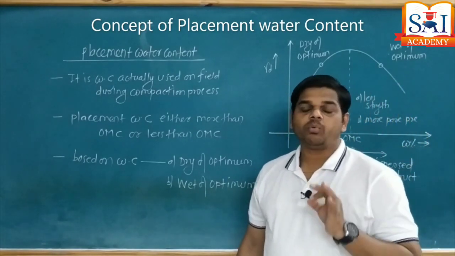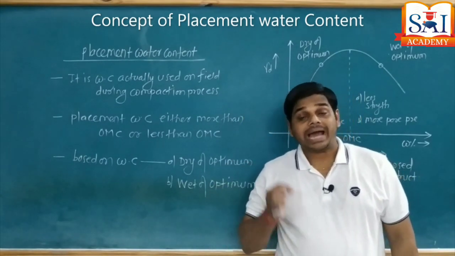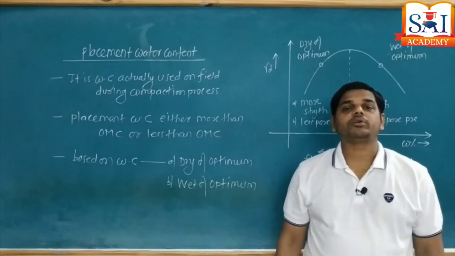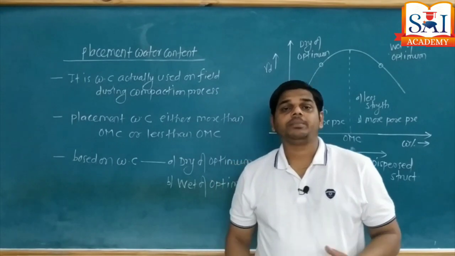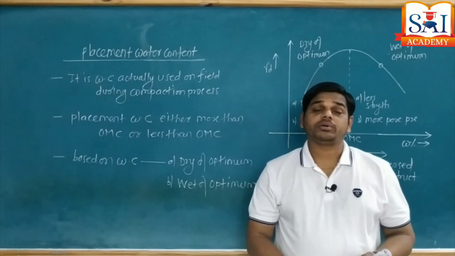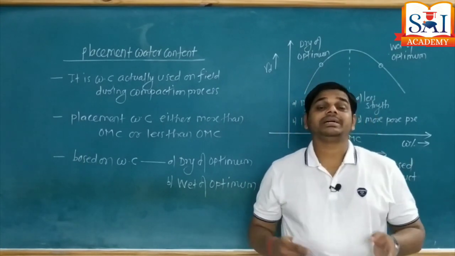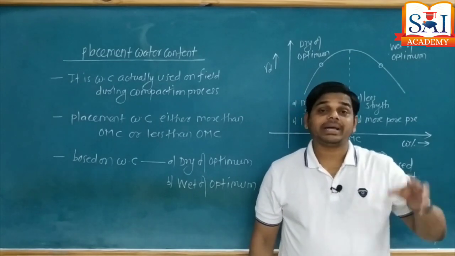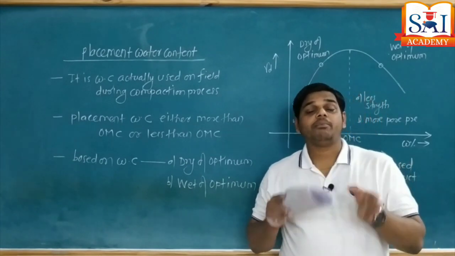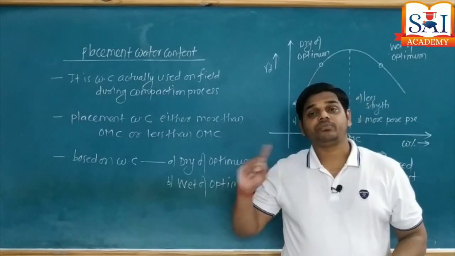First, try to understand what is meant by placement water content. The actual amount of water added during the field compaction process is called placement water content. म्हणजे जे वॉटर आपण फील्ड वरती कॉम्पॅक्शनच्या प्रोसेस मध्ये ऍड करतो त्या वॉटरला म्हणायचं प्लेसमेंट वॉटर कंटेंट. And what is OMC? Optimum moisture content is the value obtained by conducting a laboratory test on a soil sample. So OMC is a laboratory value and placement water content is the actual value on the field.